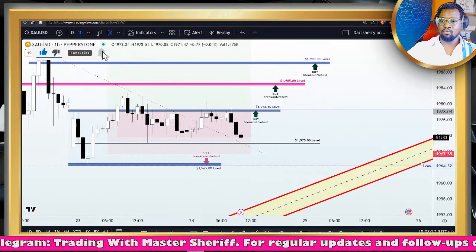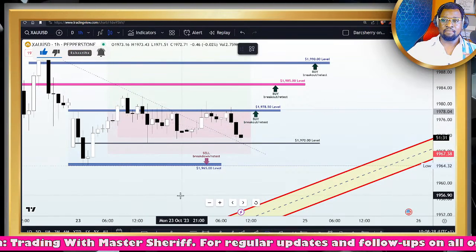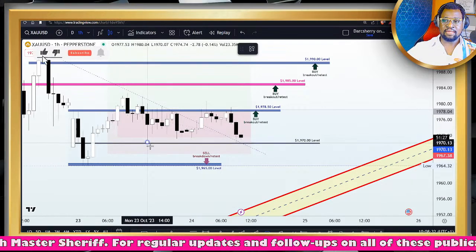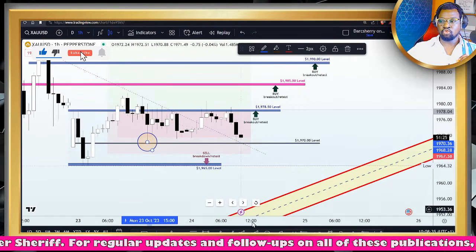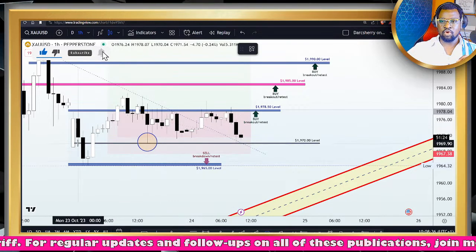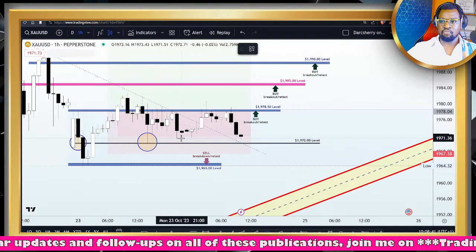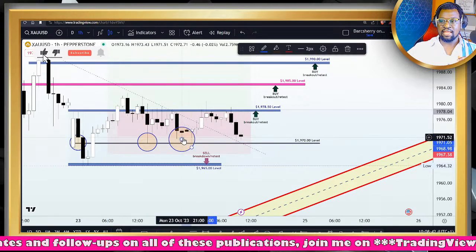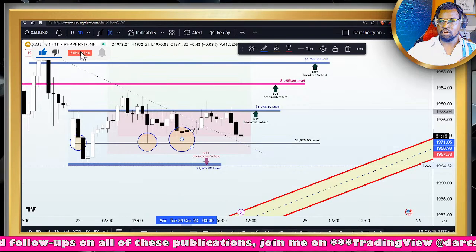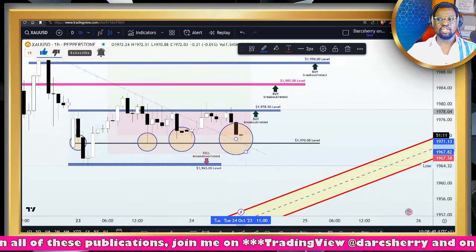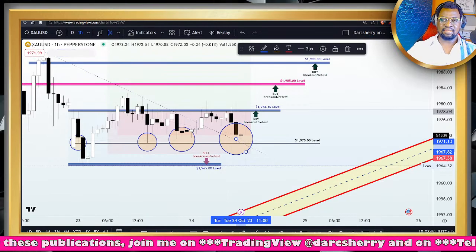But most importantly is the fact that sellers have been finding it difficult to break through that level. Look at what has been going on here since the beginning of the week. So I want to highlight them. So even price was unable to come even close to this level during the later part of the New York session. And in fact, in the last hour, we saw another sharp rejection of the 1,970.